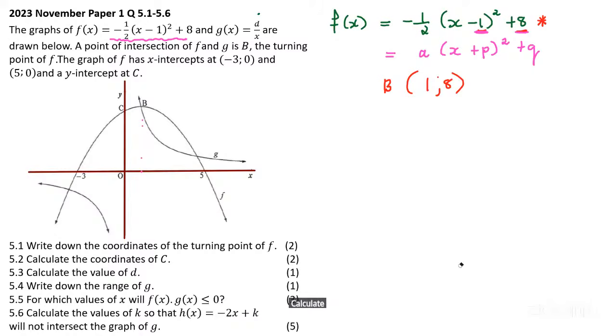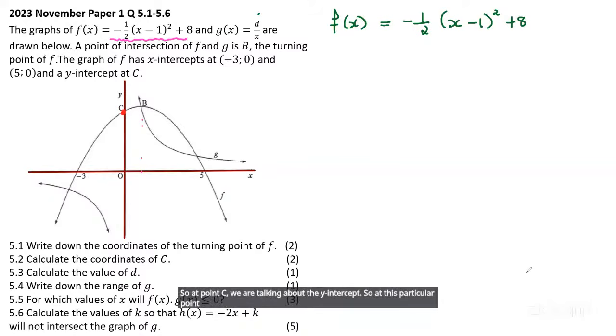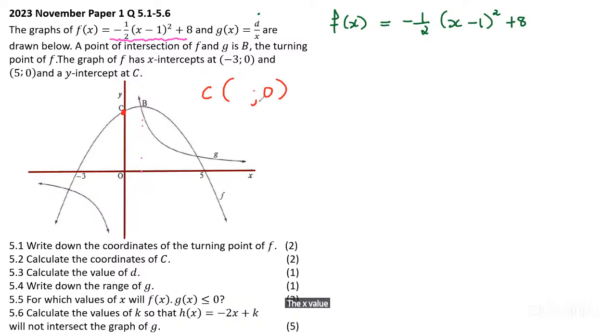Calculate. The point C is a y-intercept of the graph of F. So at point C, we are talking about the y-intercept. Which means the X value should be 0, and we don't know the Y value. So I want to find Y when X is 0. So I'll substitute here. I'm looking for Y.